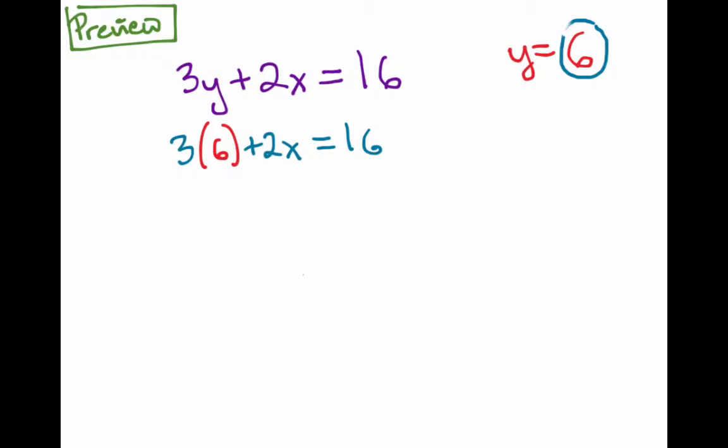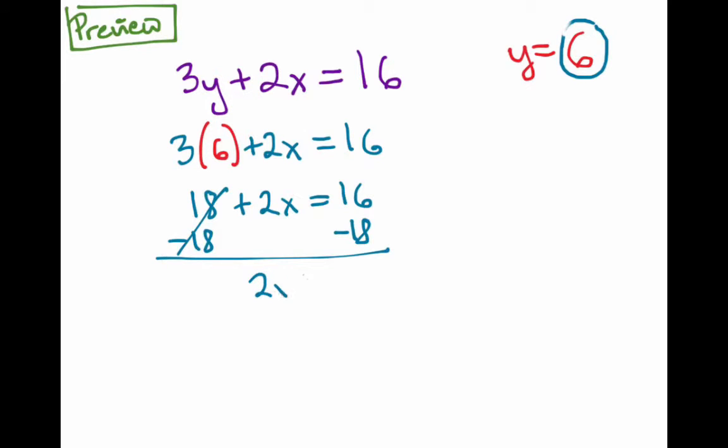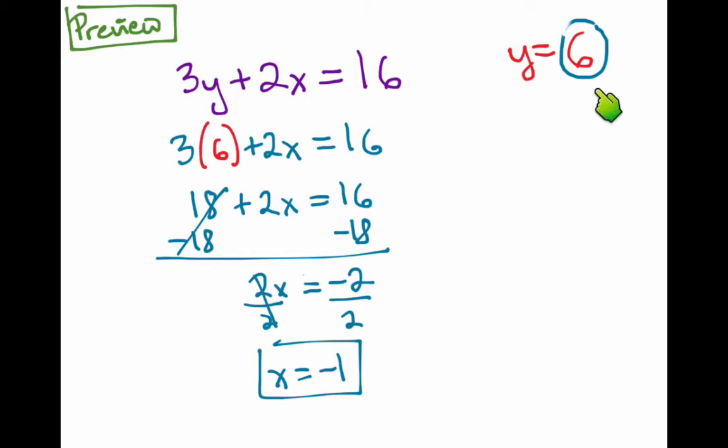And now you would say, okay, 3 times 6 is 18, plus 2x equals 16. Continue solving, subtract 18 from both sides. You end up with 2x equals negative 2. Divide both sides by 2. And you say, oh great, Ms. Decker, because you told us that y equals 6, I'm able to tell you that x equals negative 1. You substituted this in and solved for x. Simple enough? Let's move forward then.